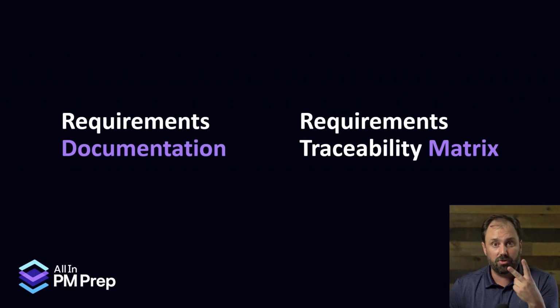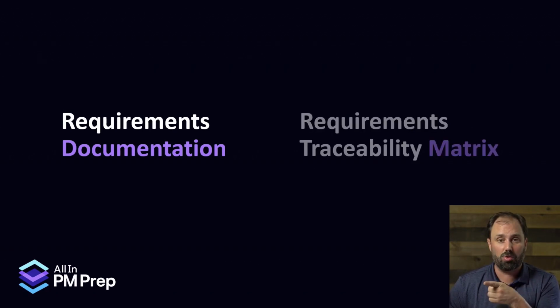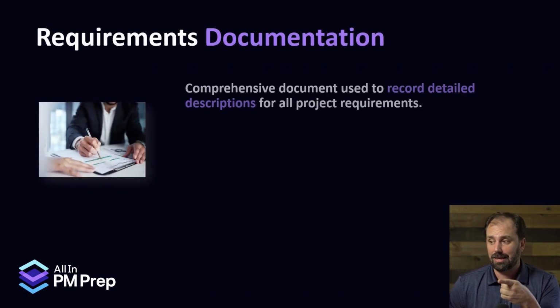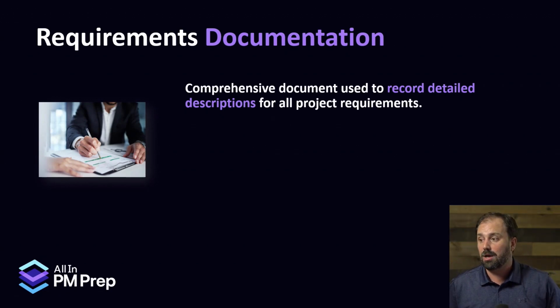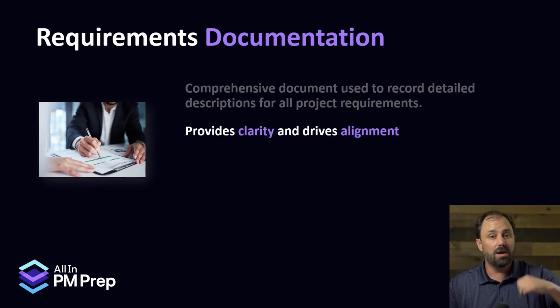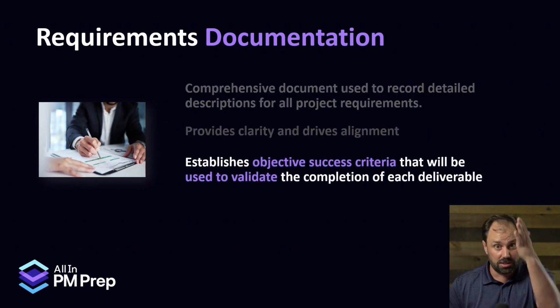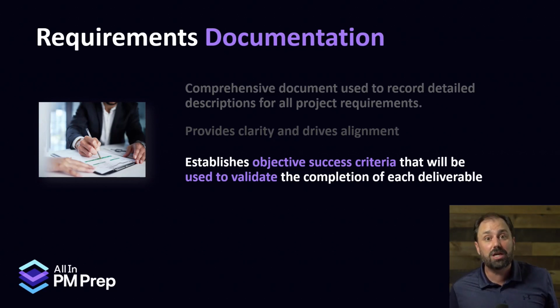We got two documents for you. One's called a requirements documentation document. It's duplicative in its name. And the other is called a requirements traceability matrix. So let's talk about this requirements documentation. What this is, it's a comprehensive document. We're talking big, top to the floor, right? Comprehensive document used to record all the detailed descriptions for all your project requirements. Think top to bottom, right? Gives you clarity, provides alignment. This is everything we got. If it ain't on the list, we ain't even considering it, dude.